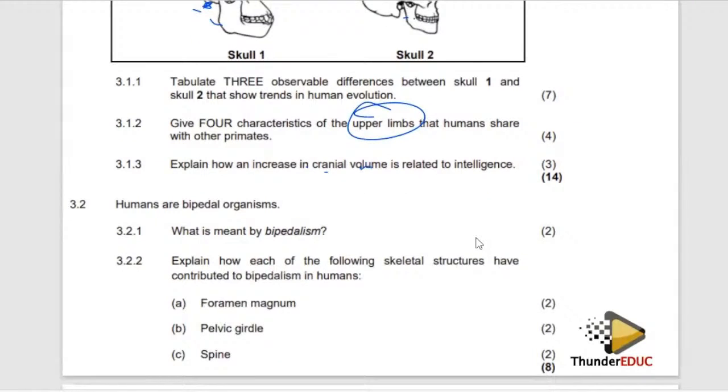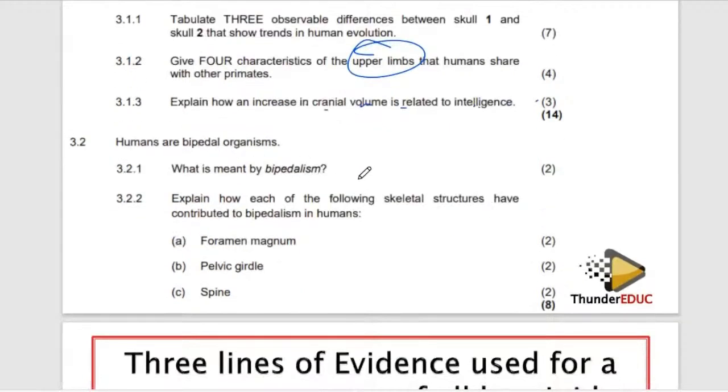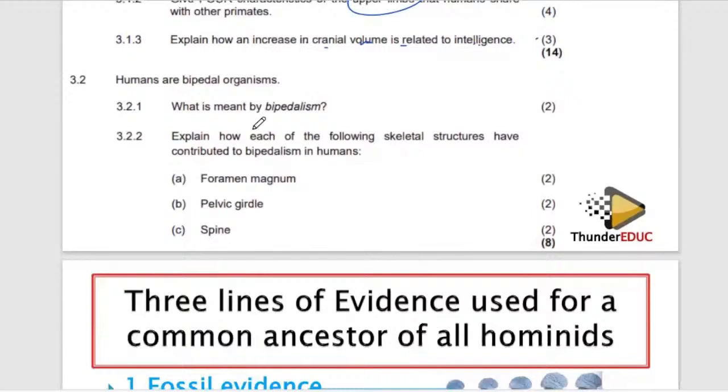Explain how increase in brain volume leads to intelligence. I talked about that. An increase in the cranium means more brain cells, and more brain cells lead to high intelligence. So what is bipedalism? Walking on two hind limbs or lower limbs. Explain how each of the following skeletal features has contributed to bipedalism. The position of foramen magnum is in a forward position to allow the spine to connect vertically. The pelvic girdle is short and wider to support the upper weight. The S shape allows flexibility of the organism.